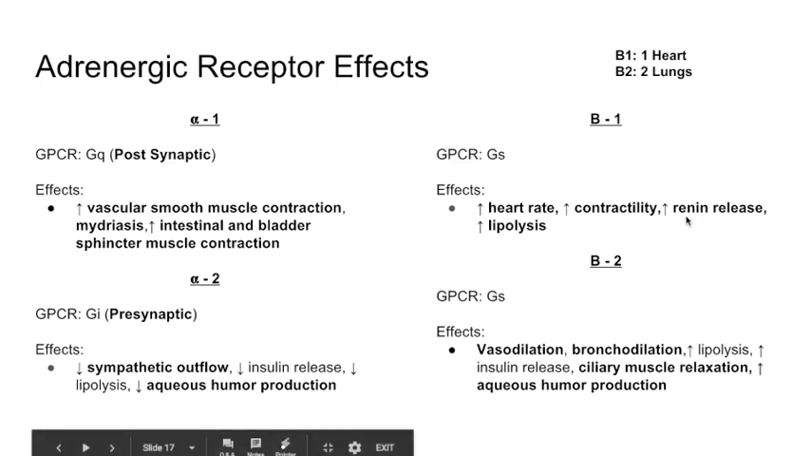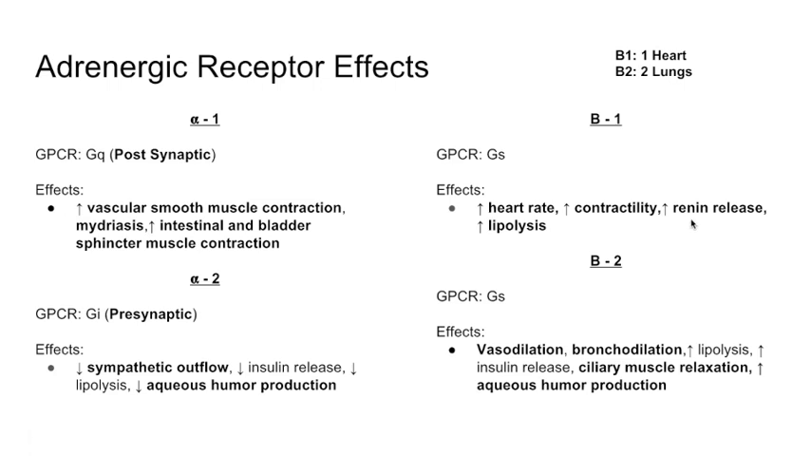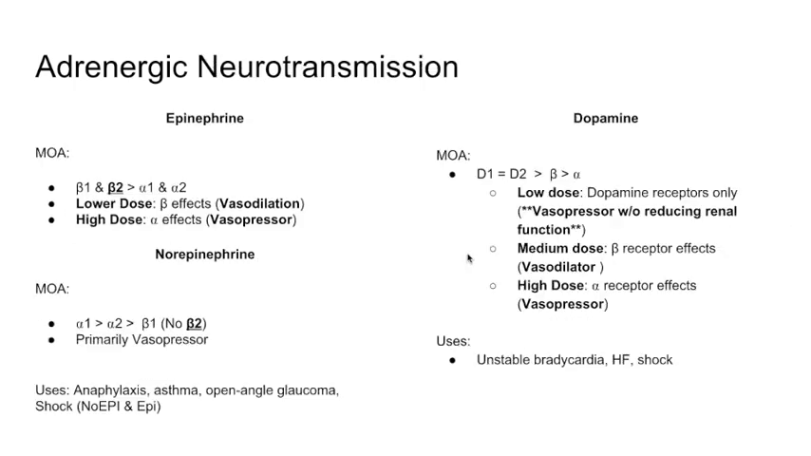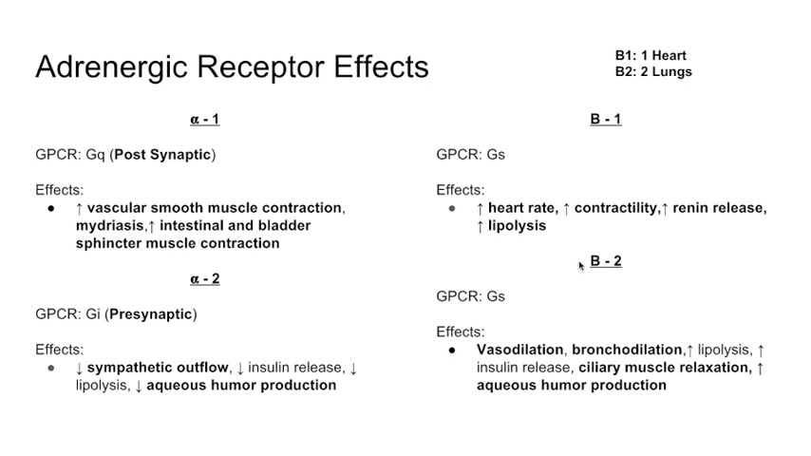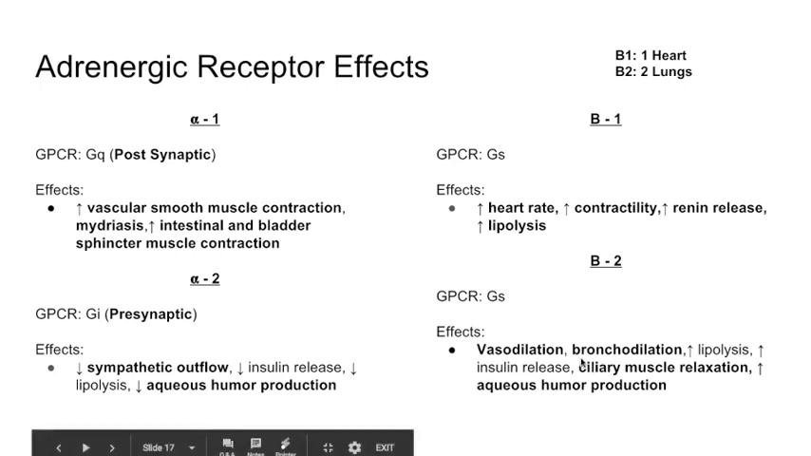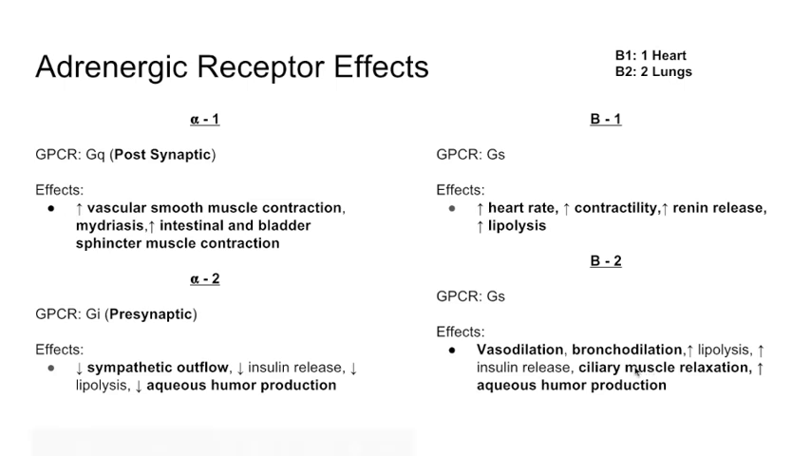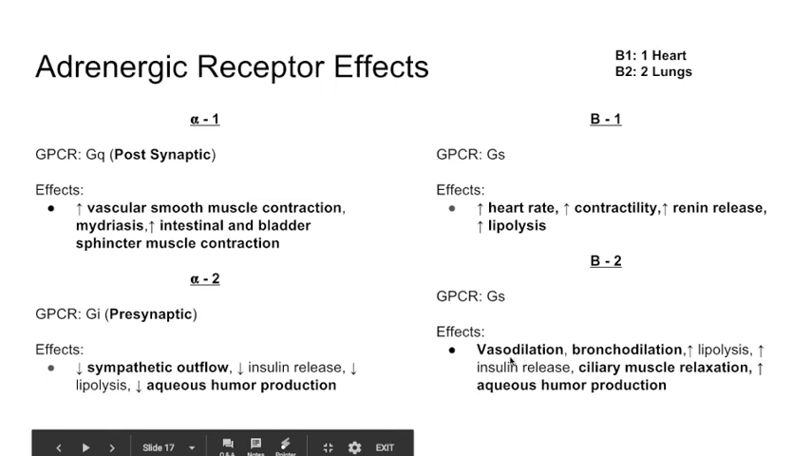It's important to know that because when we talk about the beta blockers, this is primarily, even though a beta blocker would, well, I'll get into that, but it's important to remember renin release. It can increase renin release, and it can also increase lipolysis. Beta 2, again, as I said before, beta 2 is in the lungs, so the main effect that you're going to be seeing with beta 2 is bronchodilation. So activating beta 2 can cause bronchodilation, and it can also cause vasodilation. Those are the two primary effects that you want to know about for beta 2 receptors.